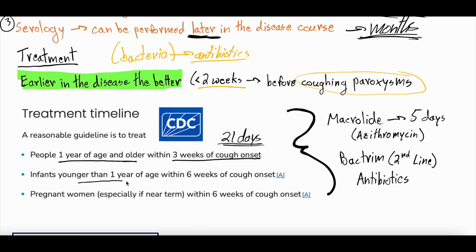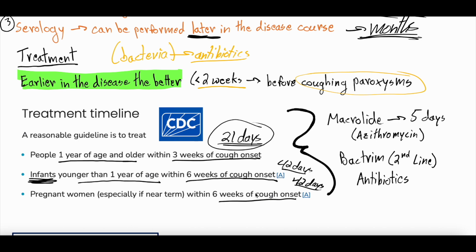Infants younger than 1 year of age, they extend this to 6 weeks from coughing onset, right, or 42 days. And the reason is because young infants can get really sick from pertussis, so they extend it longer. Pregnant women, 6 weeks of cough onset as well, because pertussis is really bad for mom and for unborn baby. Okay, so 21 days for most people, 42 days for people who are higher risk.